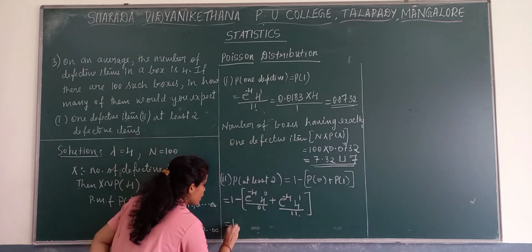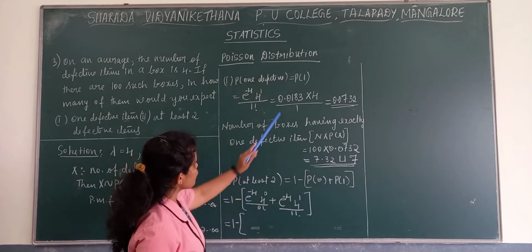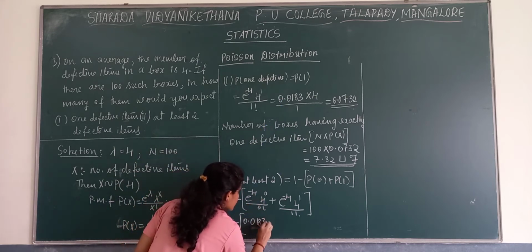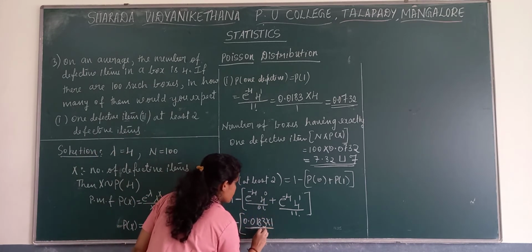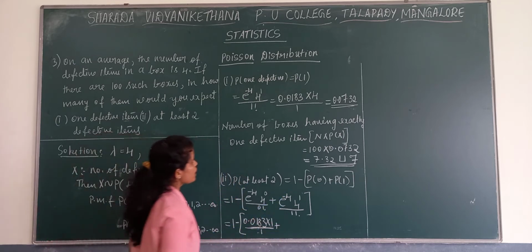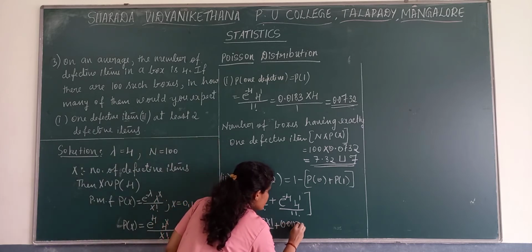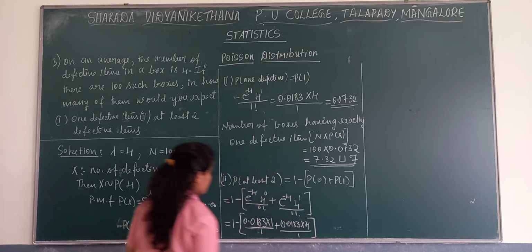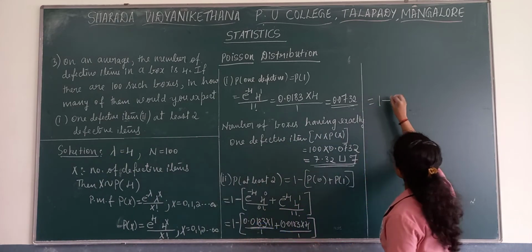Now here 1 minus, what do we get? E to the power minus lambda, that value is 0.0183, here 4 to the power 0, that is 1, divided by 1, plus e to the power minus 4, that is 0.0183 into 4 divided by 1. Now here 1 minus, here what will remain?